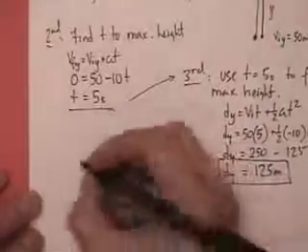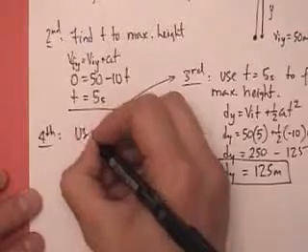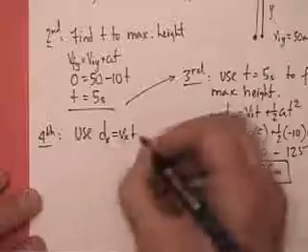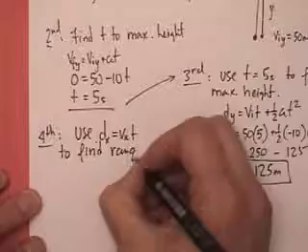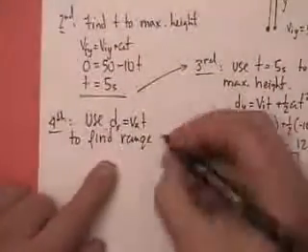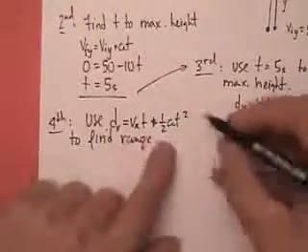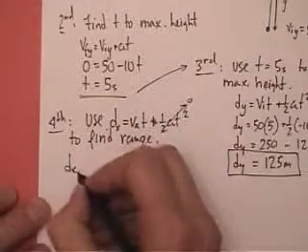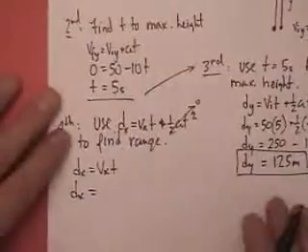Well, now I want my range. So my fourth thing, I'm going to use dx equals vxt to find range. Remember, this is actually plus 1/2 at squared, except there is no acceleration in the x direction, so that goes to 0. So really it's just dx equals vxt. My dx is my range, I want to find that. My vx, 87.